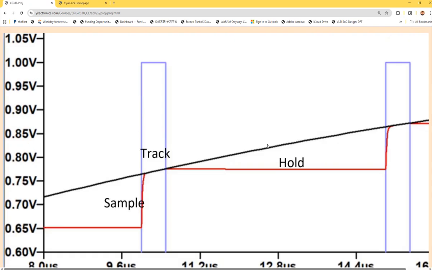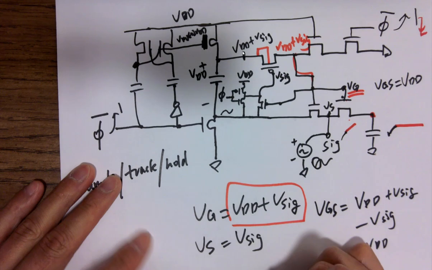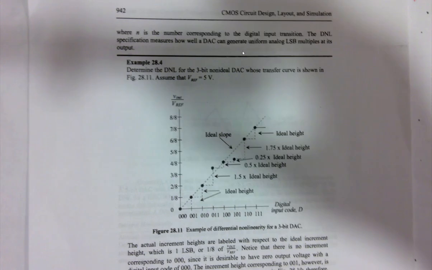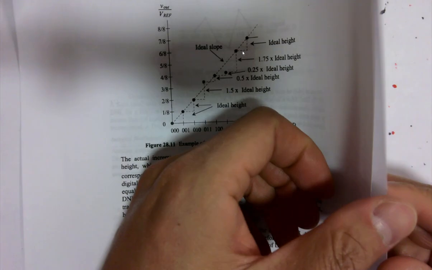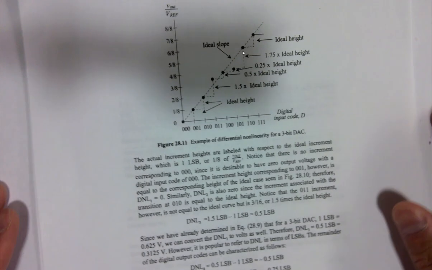Okay. Next we'll talk about DNLs and INLs. If you design an ADC, you want to characterize it, see how good it performs. If it works or not, you want to look at the nonlinearities. So look at the handout over here. I think this one only covers DNLs and INLs for the DAC. We'll talk about the DNLs and INLs for ADCs next time.